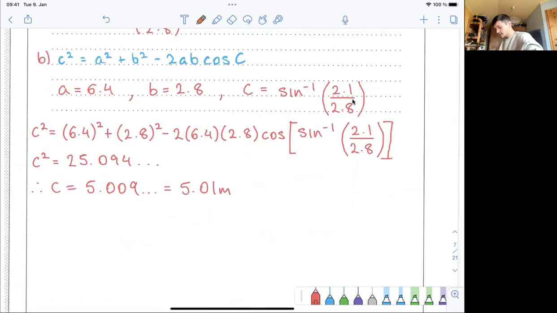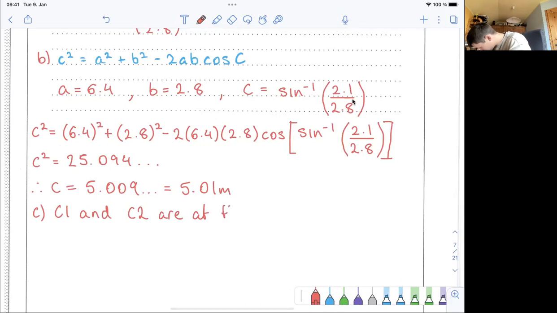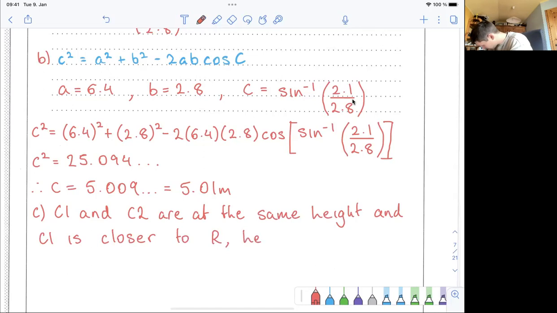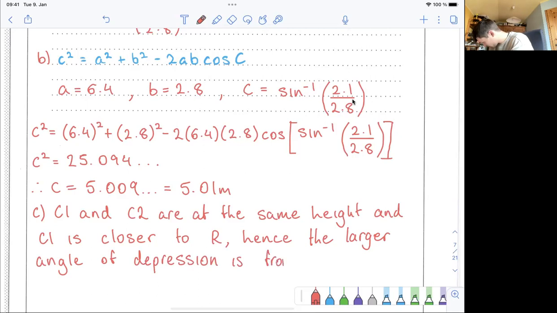So if we come down here, we'll say C1 and C2 are at the same height, and C1 is closer to R, hence the larger angle of depression is from C1. And there you have the answer to part C.